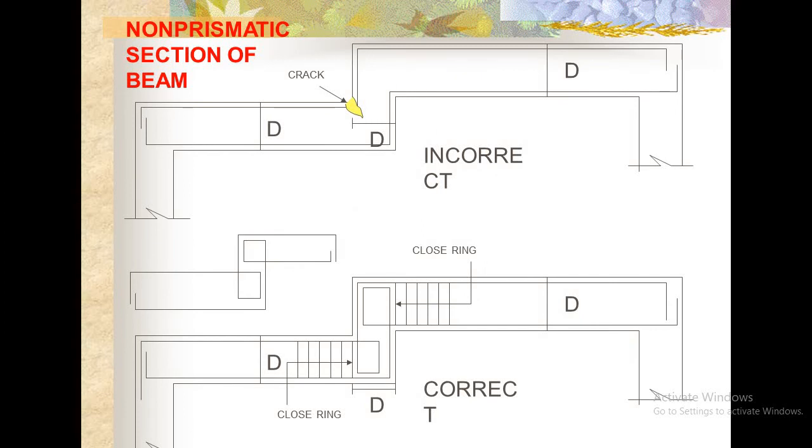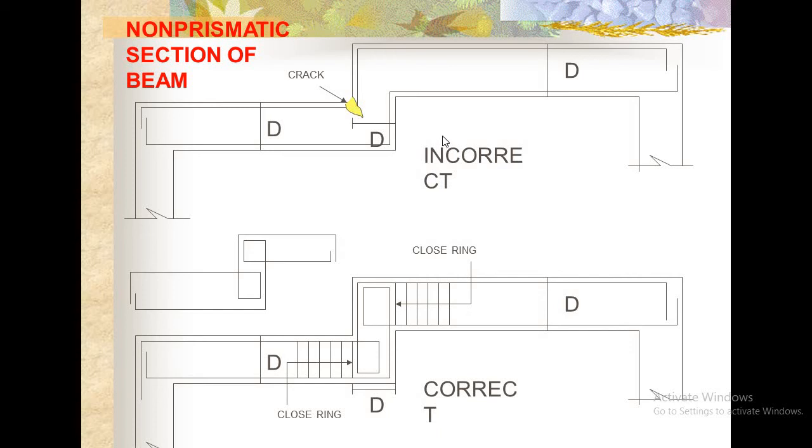Sometimes you need to provide a non-prismatic section of beam like this one. Sometimes you need to provide sunken slab beams like this one. So you need to take care. This is the incorrect method of providing the reinforcement. Here the bottom reinforcement is provided like this one. It is bending up like this one. Continuity is going up like this one. This is the incorrect method. Actually, this is the weaker point. There is a chance to have some crack here, marked in yellow color.